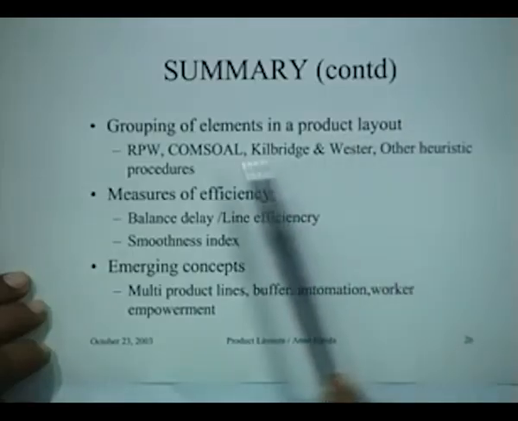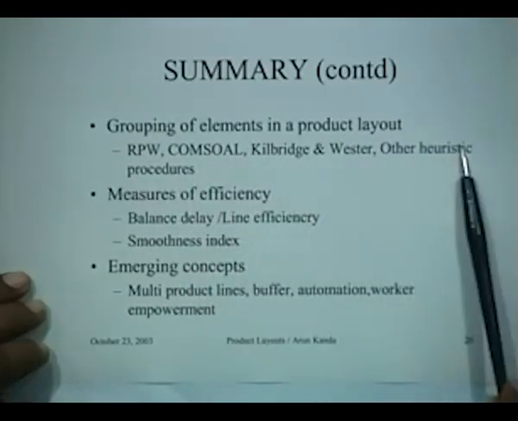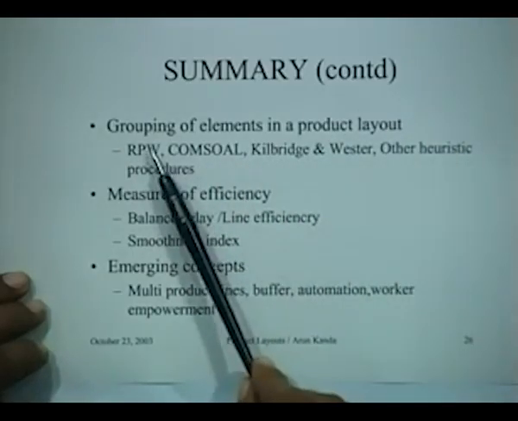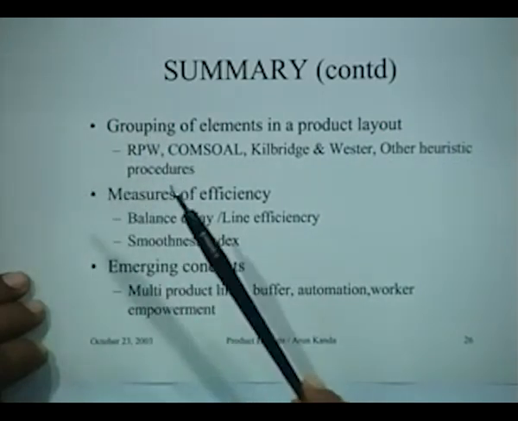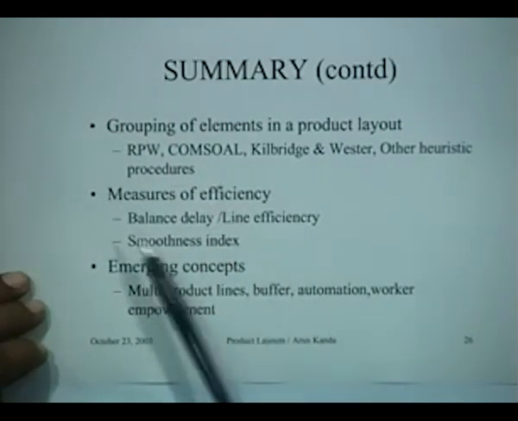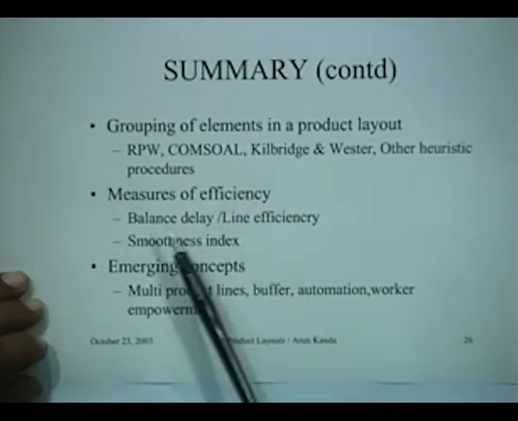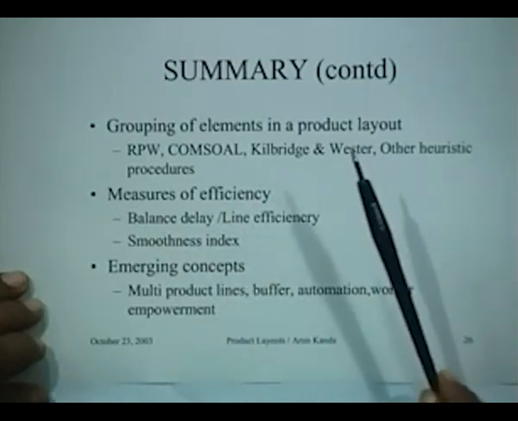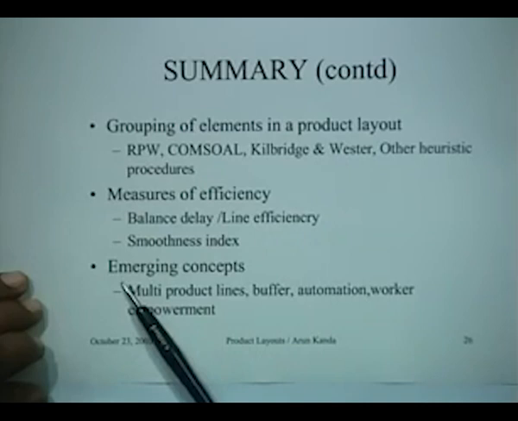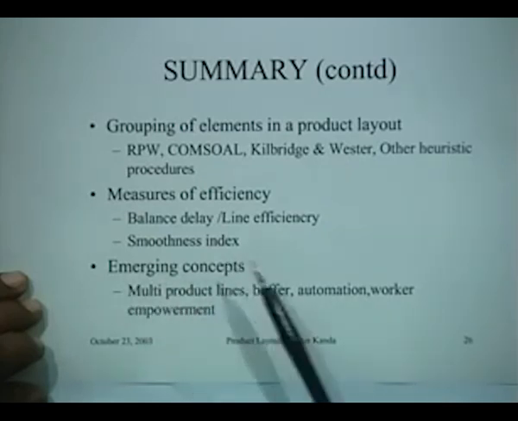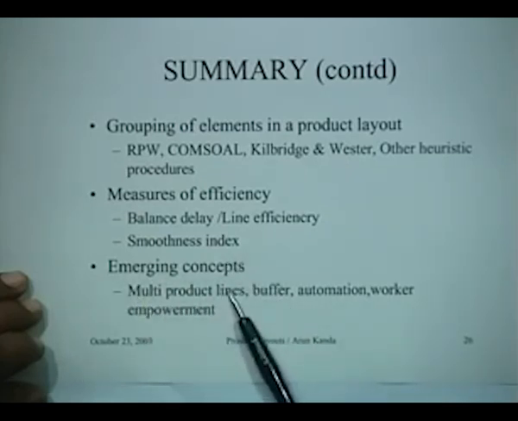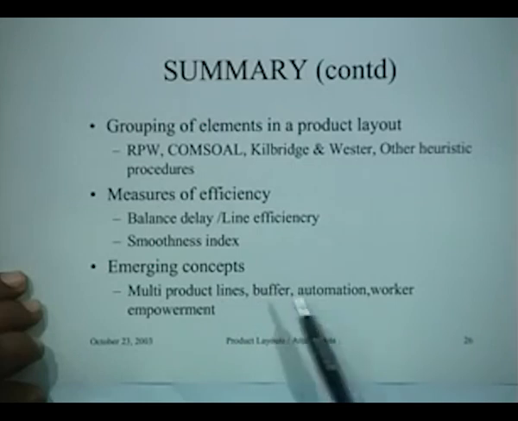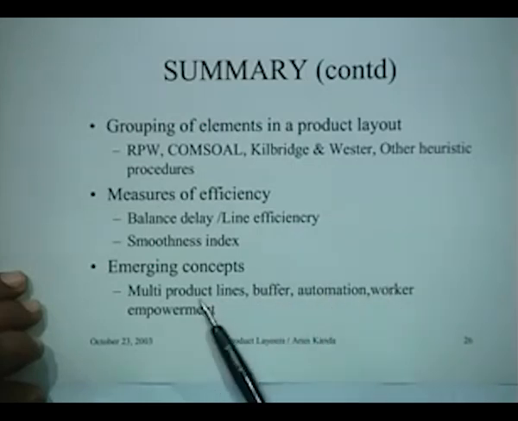And we would like to do the grouping of elements in a product layout. This could be done by various algorithms. We mentioned some of them, and we actually looked at the RPW procedure in some detail. We found that there were measures of efficiency like balance delay, line efficiency, and smoothness index for a line. And finally, we talked about some of the emerging concepts which would be in the nature of multi-product lines, the provision for a buffer, automation, and worker empowerment.